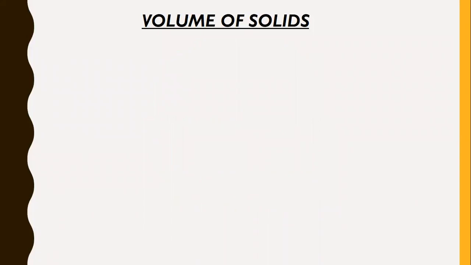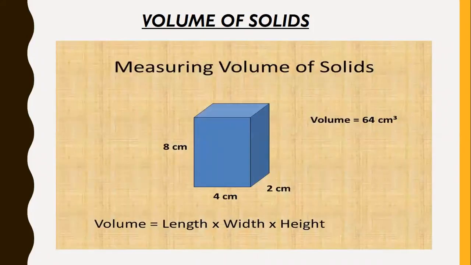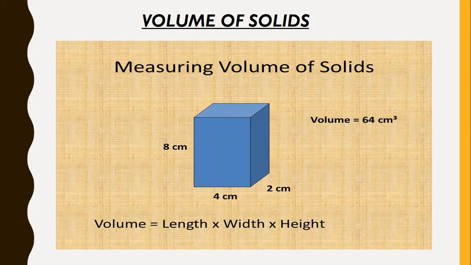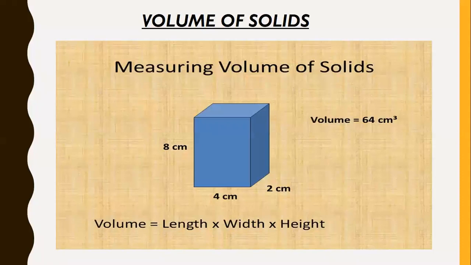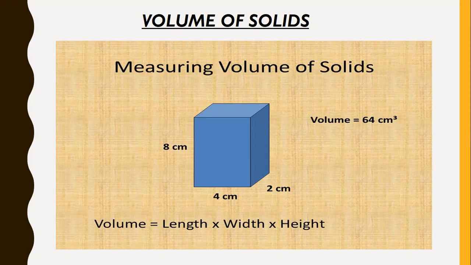It is easy to measure a block of wood because wood is a solid. If you have a block of wood which is 4 centimeter long, 2 centimeter wide and 8 centimeter high, you can easily find its volume. You simply multiply the length of the block of wood by its width, then by the height, and in this way you can easily find the volume of that block.